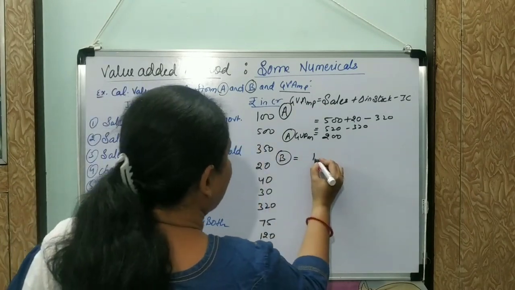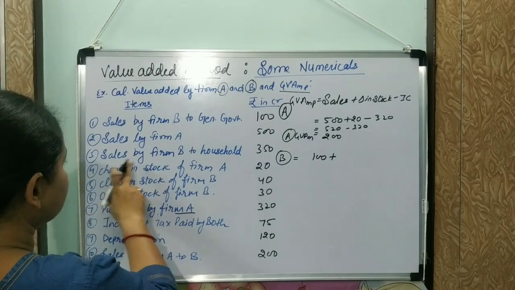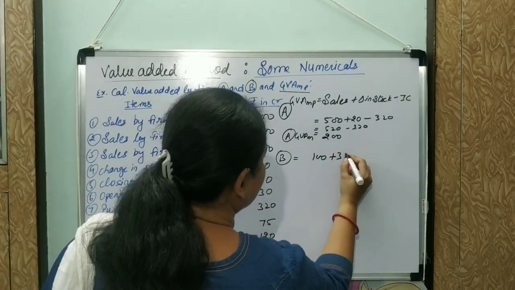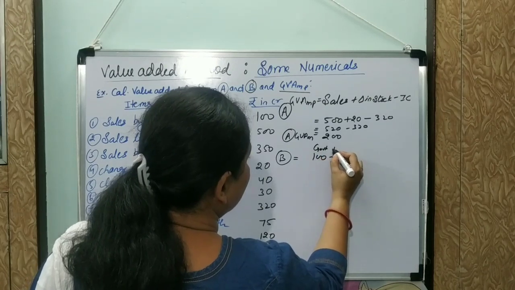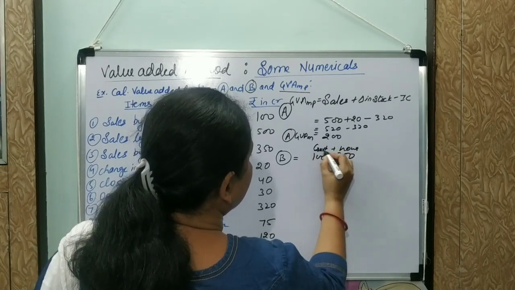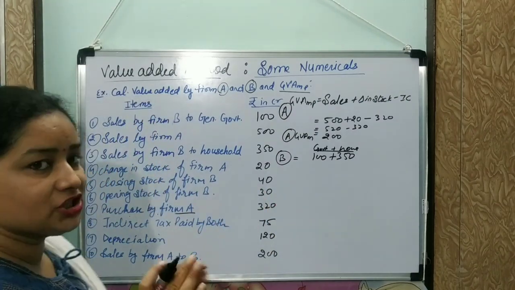General government sale is 100, plus we add the sales by firm B, that is 350. So in this way we have added government sales plus household sale. इन दोनों को हमने प्लस कर लिया तो हमें क्या मिल गया? Sales. Now the next is change in stock.